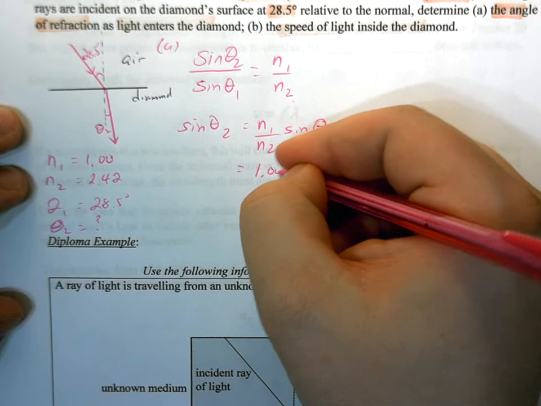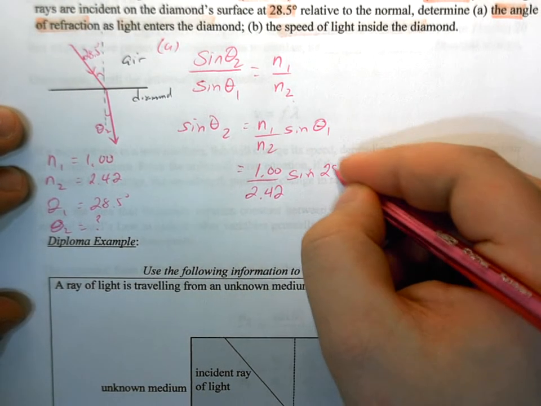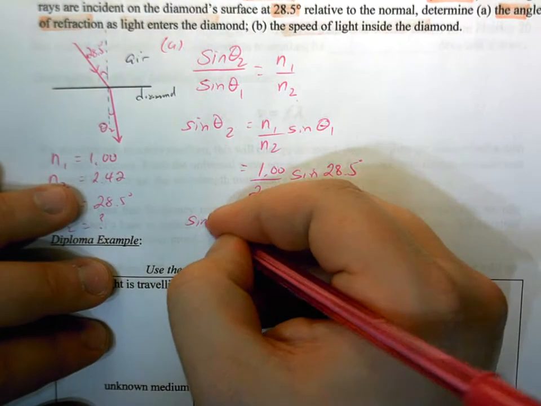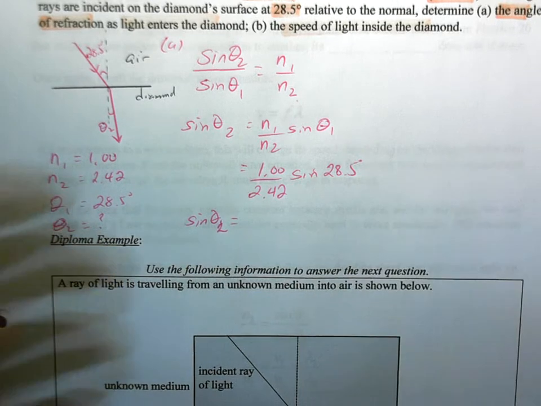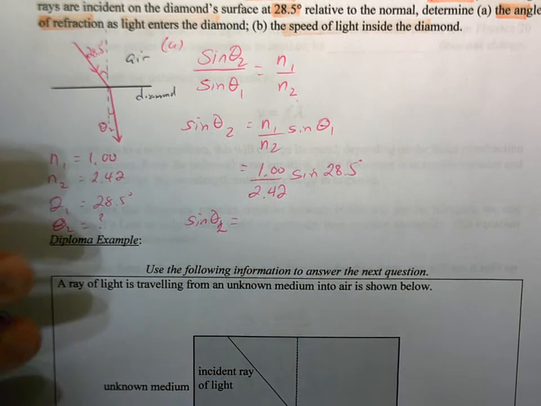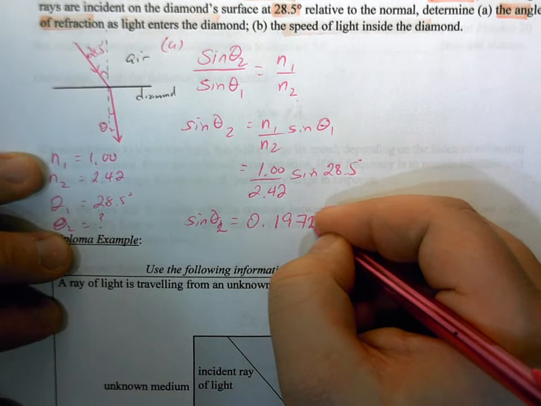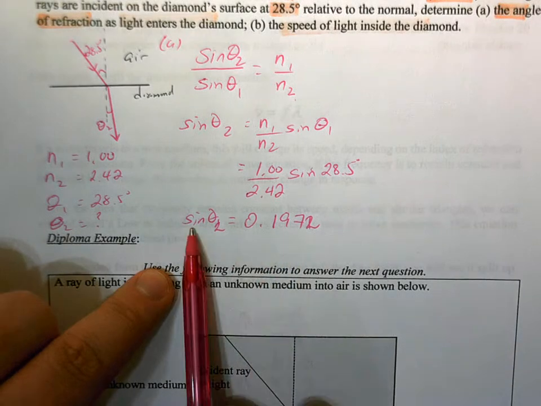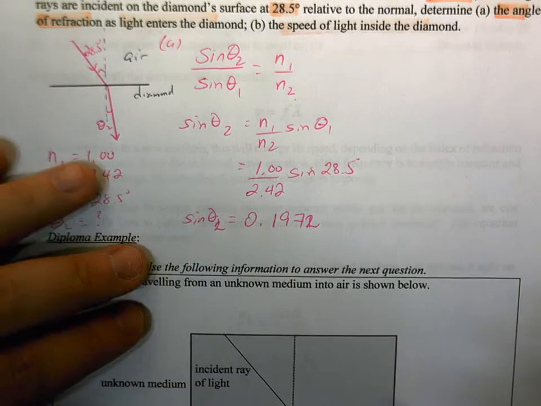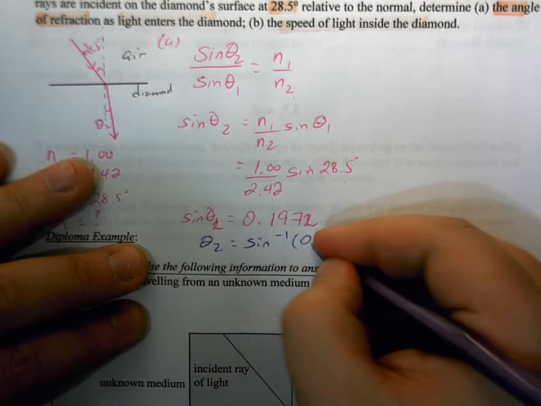So we know n1 is just 1. We know n2 is 2.42. We can plug in sine of 28.5 degrees. So what this is going to give us for sine of theta 2 is about 0.1972. But this is just sine of the angle. I would like the actual angle itself, and since I'm using sine here, I need to take the inverse sine, so that's second function sine on my calculator.